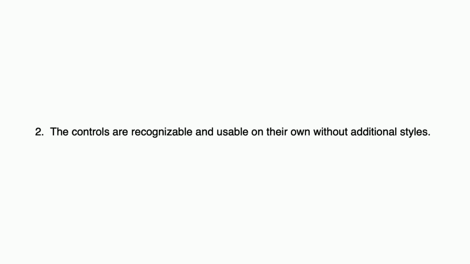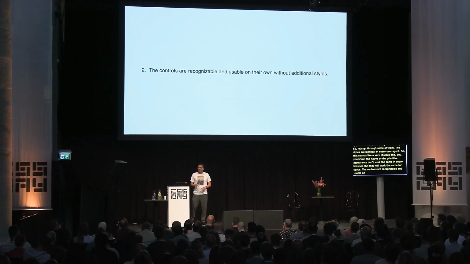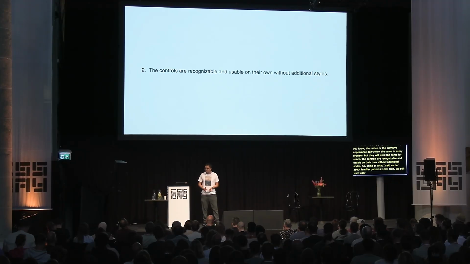The controls are recognizable and usable on their own without additional styles. Some of what I said earlier about familiar patterns is still true. We still want users to recognize what a text input or a button is. And this is why there are borders on form controls, for instance. Because if there were no borders, you wouldn't know where to click on the page to focus the form control.